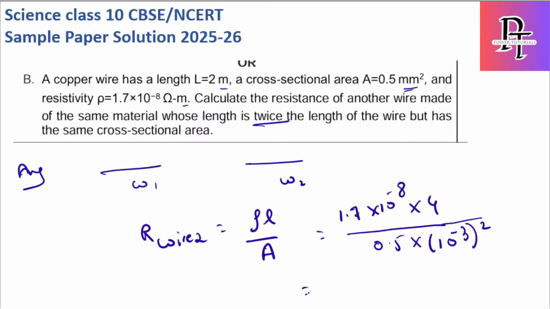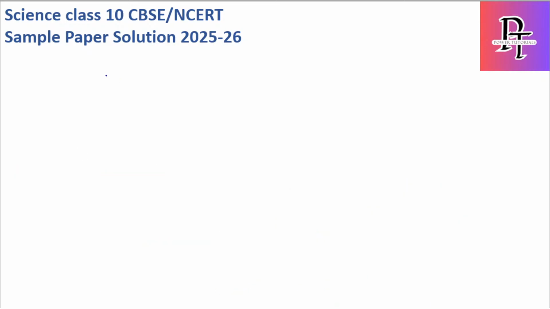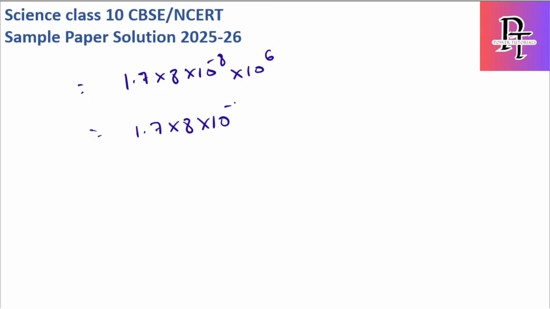Okay, so now this becomes 0.4 by 0.5 is 8, 1.7 into 8 into 10 to the power of minus 8, and this becomes 10 power minus 6. So if it goes to the top, it becomes 10 to the power of plus 6. Can you tell me what is 1.7 into 8? I'll write on the left side: 1.7 into 8 into 10 to the power of minus 8 into 10 to the power of plus 6. So this becomes 1.7 into 8 into 10 to the power of minus 2.